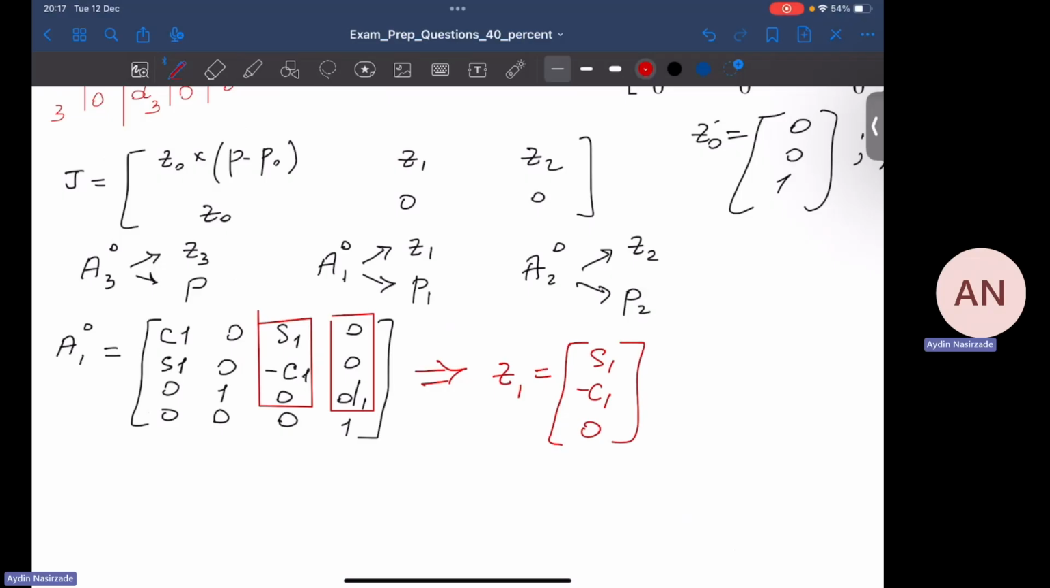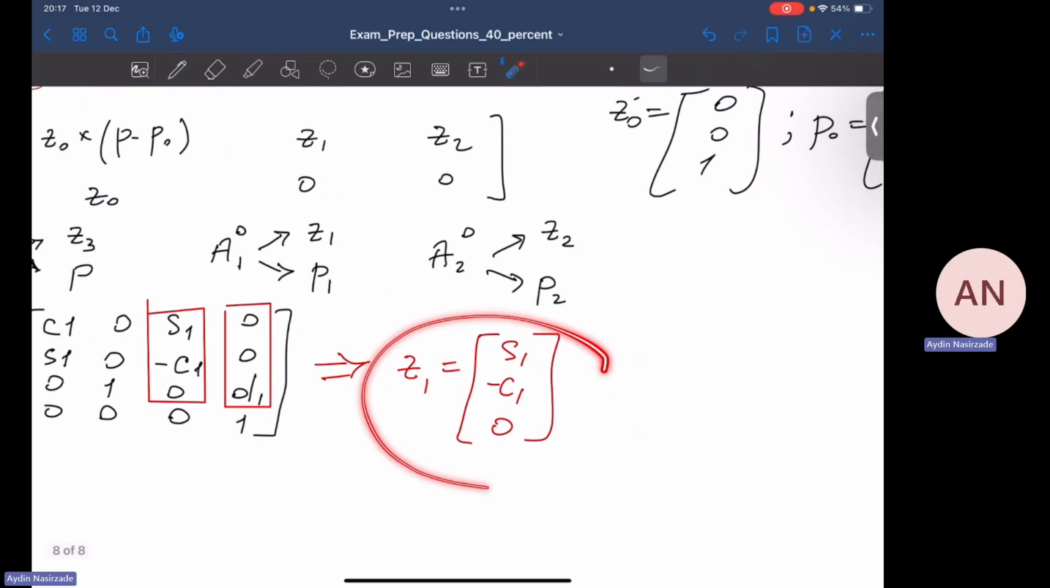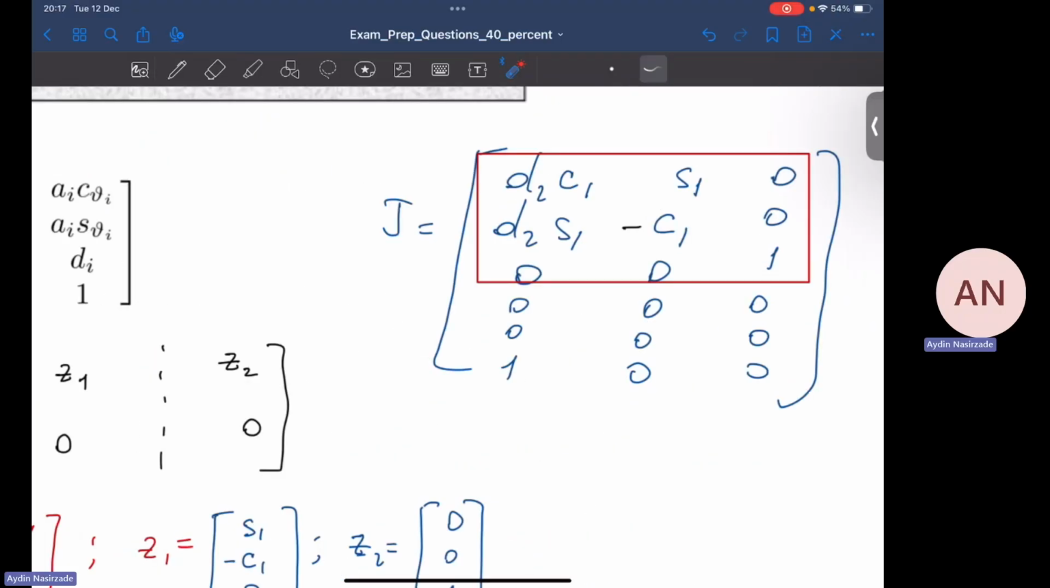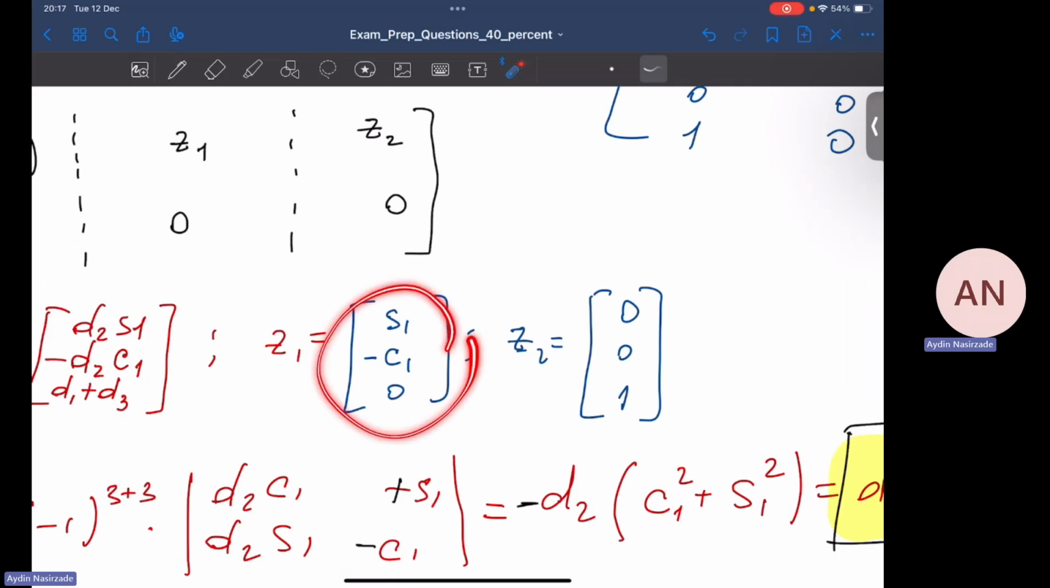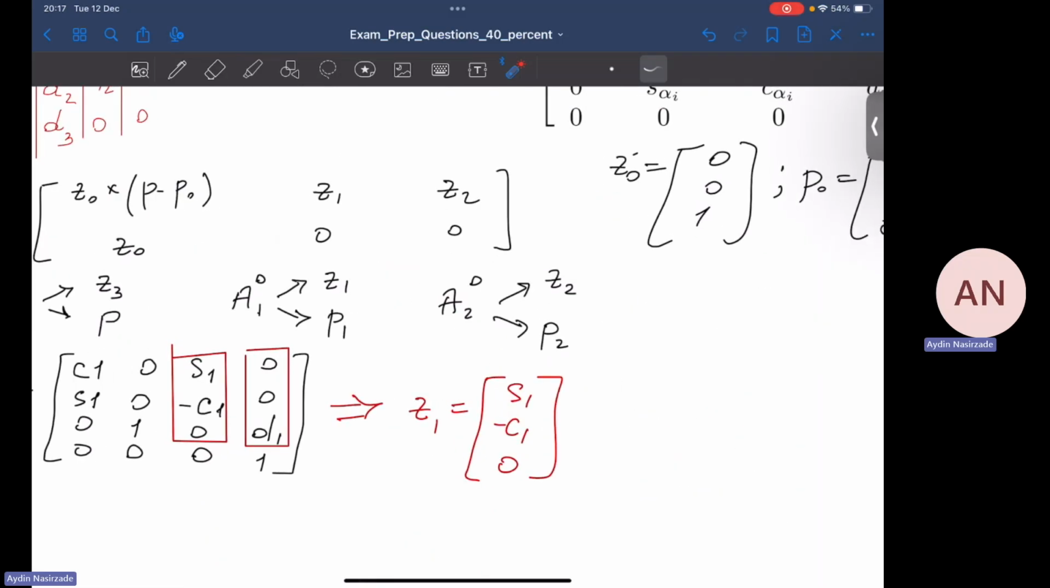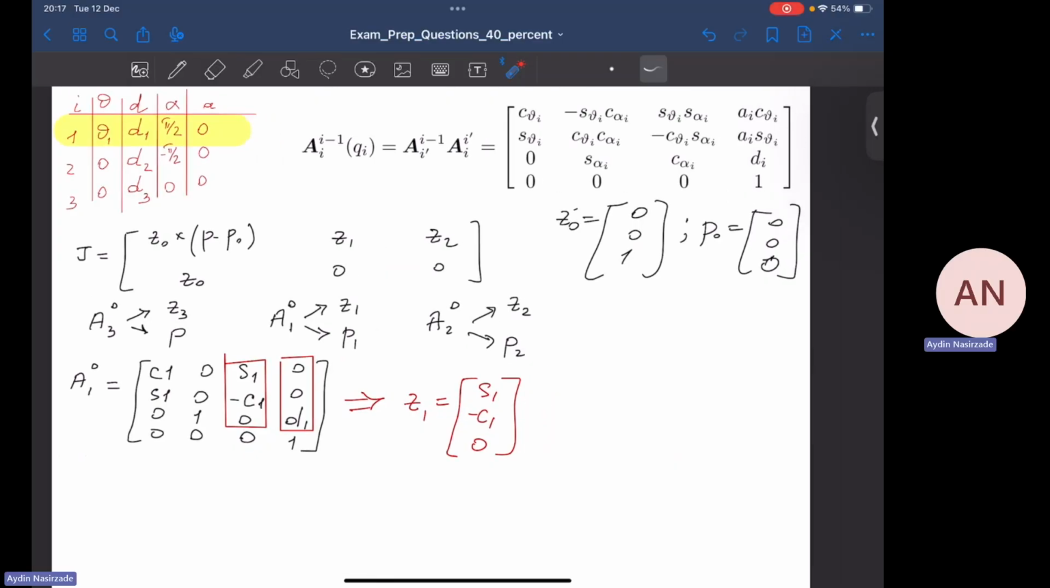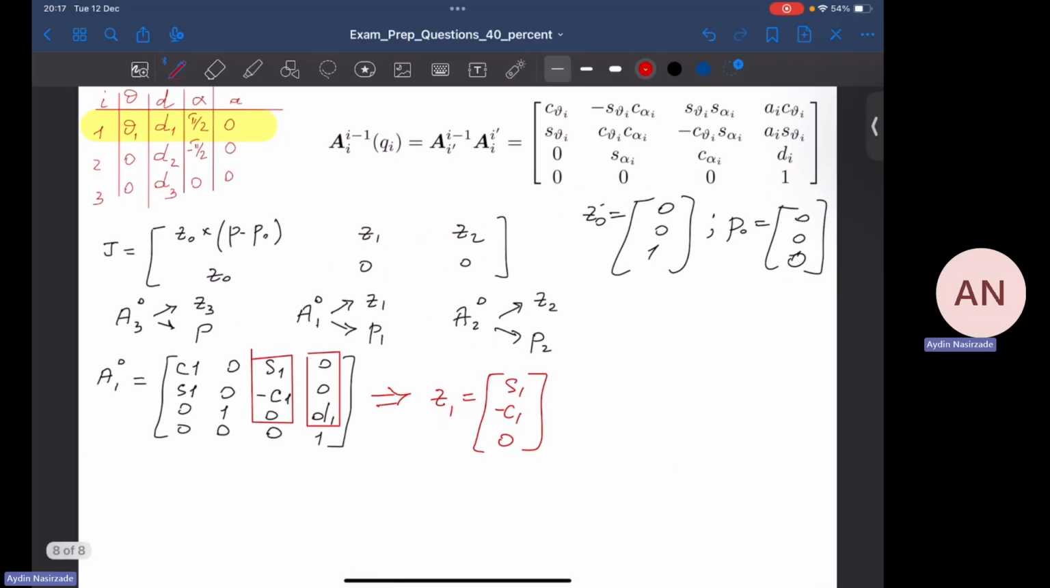Let's check if we get the same result from the geometric inspection. So this is Z1, right? Sine of theta 1, minus cosine of theta 1, is 0. Let's see. Sine of theta 1, minus cosine of theta 1, is 0. The same thing. Okay? So we are good. So now I know what Z1 is as well. I know Z0, I know P0, and I know Z1.